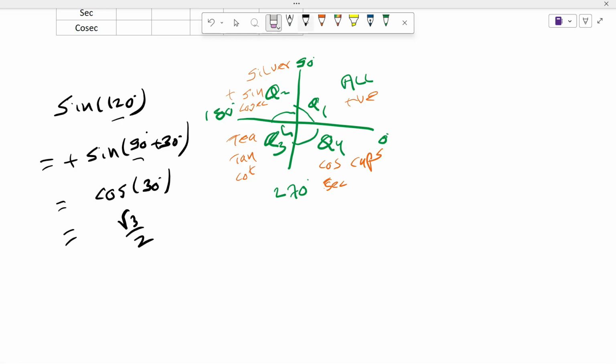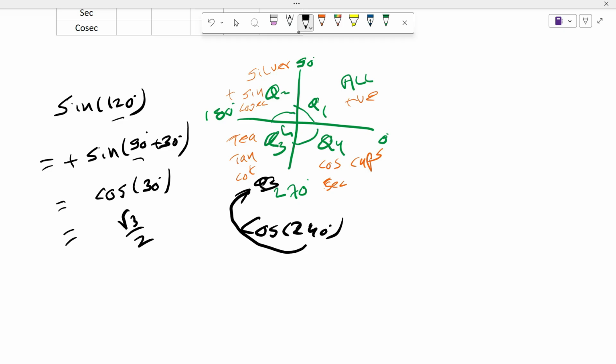Now the second example is one which will give a negative answer for us. For example, cos of 240 degrees. Now which quadrant does 240 degrees fall into? 90, 180, in this quadrant 3, right? 240 will fall in quadrant 3. So this is coming in quadrant 3, Q3.